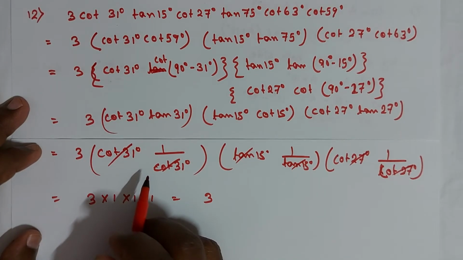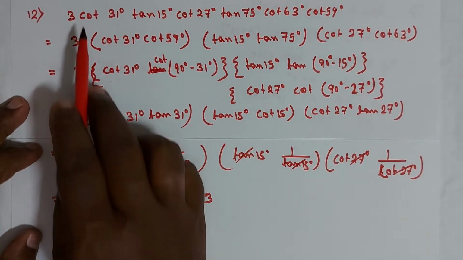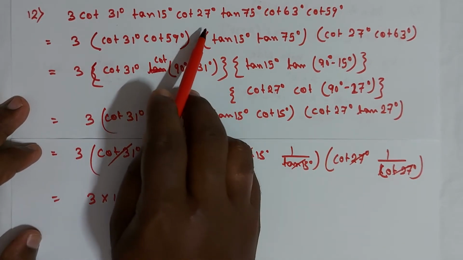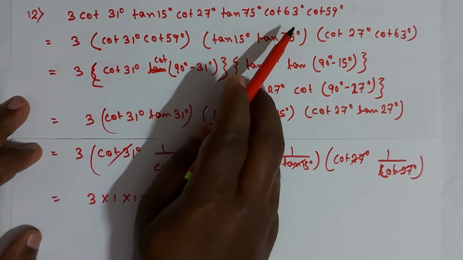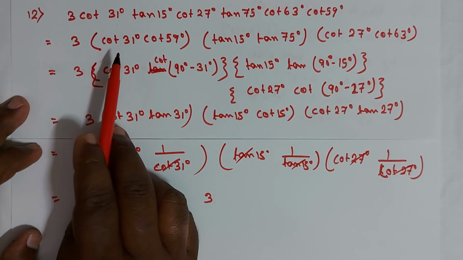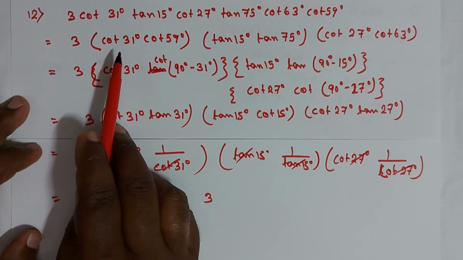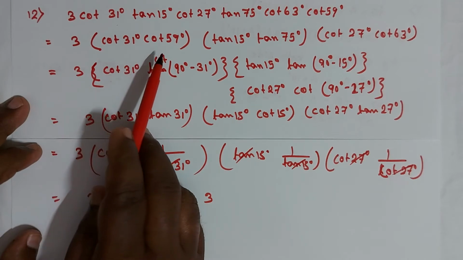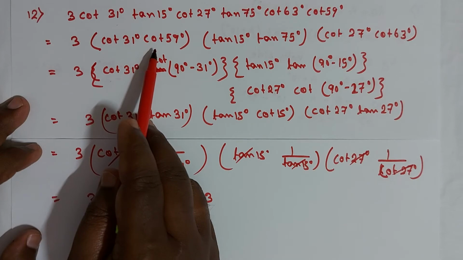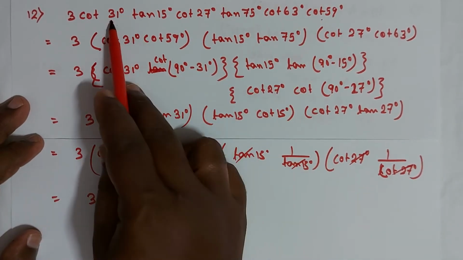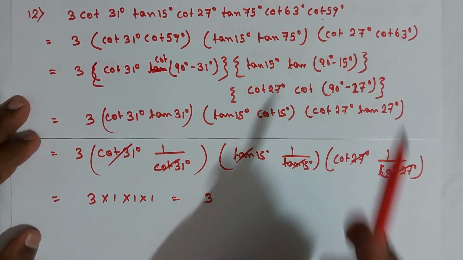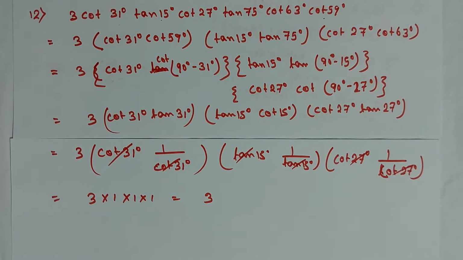Again I am repeating this. See, 3 cot 31 degree, tan 15 degree, cot 27 degree, tan 75 degree, cot 63, cot 59. Okay, so 3 into cot 31 degree, and this is tan 15. We have converted this into pairs, that is cot 31 cot 59, tan 15 tan 75, cot 27 cot 63 degree. Okay, we made these pairs.